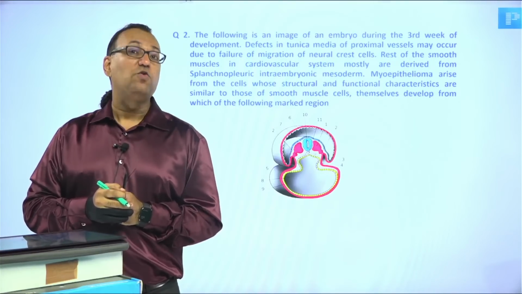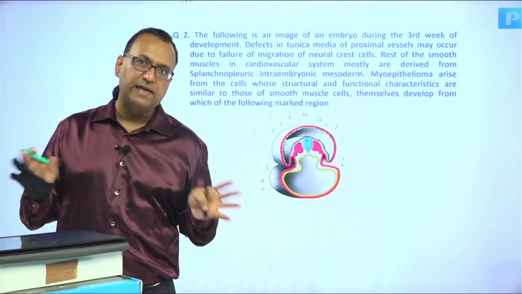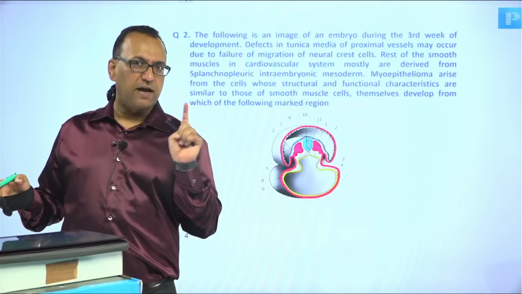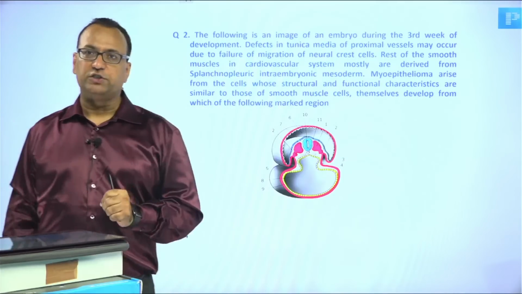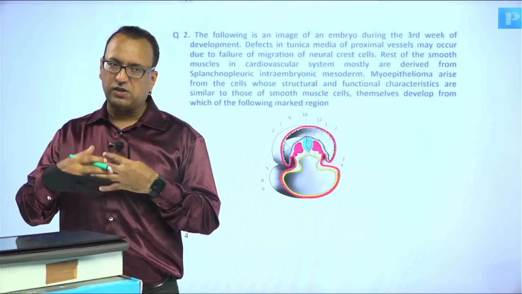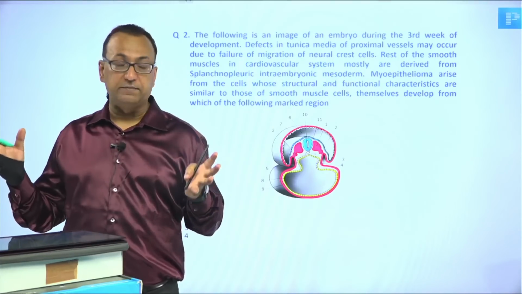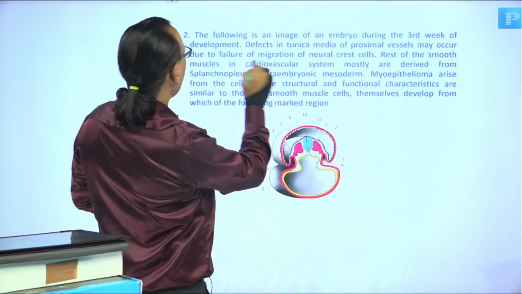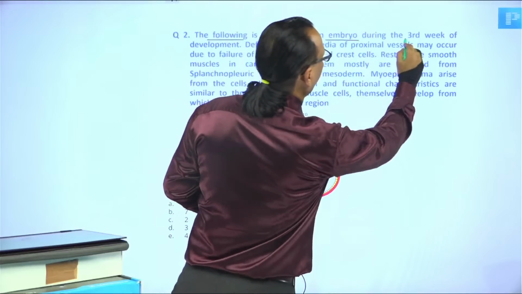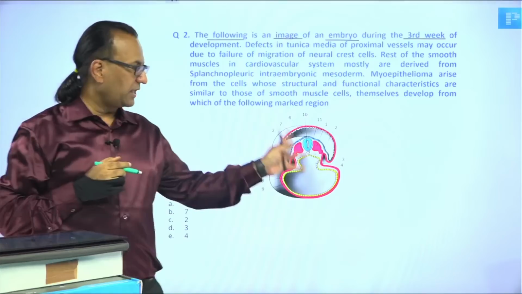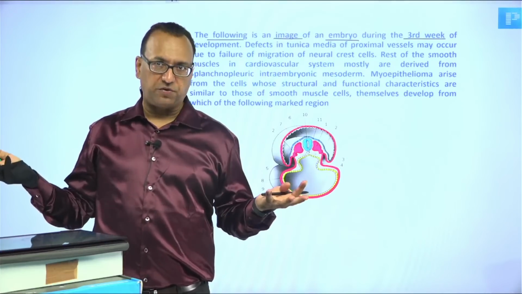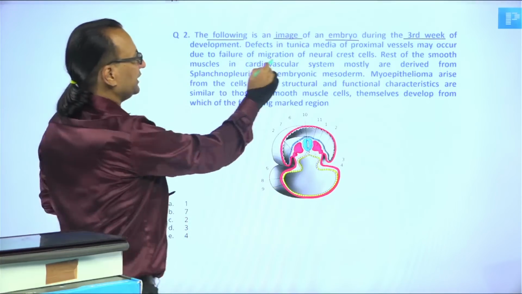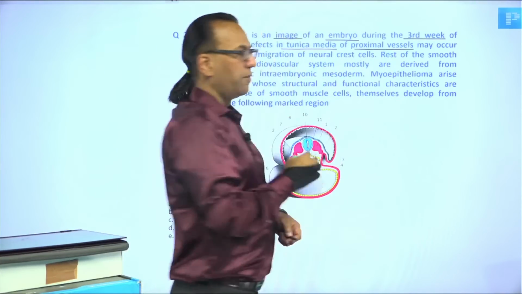But I think you know, if you go through the previous year questions, it already is happening in All India PG and INI-CET. Even in last year FMGE, we got such questions. So they are not new questions. It is the same information being asked in a different kind of pattern. Okay, so what is this about? As you will notice, this time the following is an image of embryo during 3rd week, the time when gastrulation is going on, formation of 3 germ layers, actually 4 germ layers, the 4th being neural crest cell, and it is defect in tunica media of proximal vessels.